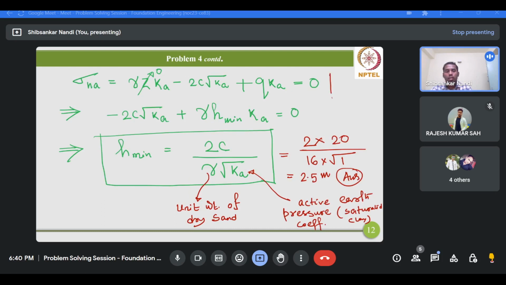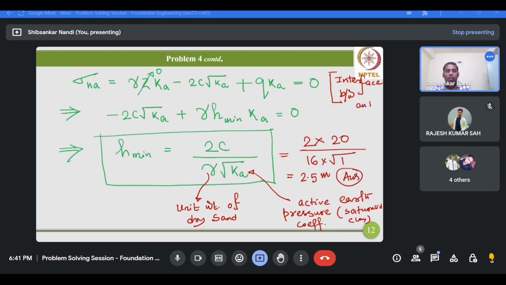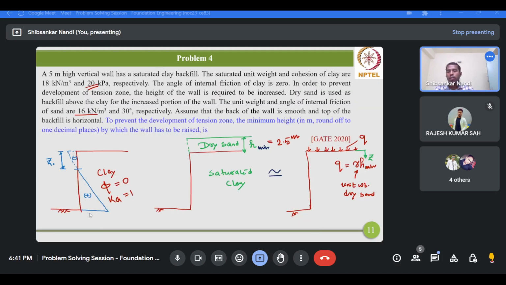So this condition is valid for the interface. Right now we are discussing the interface between sand and clay. In this way you can determine the minimum height to prevent the development of tension zone, the minimum height of dry sand. Is it fine?